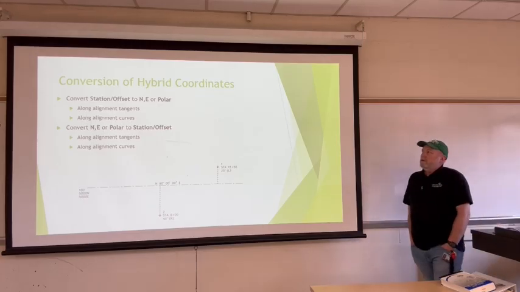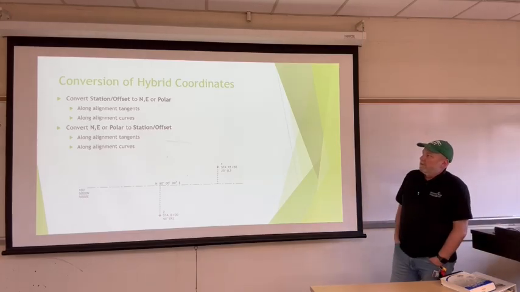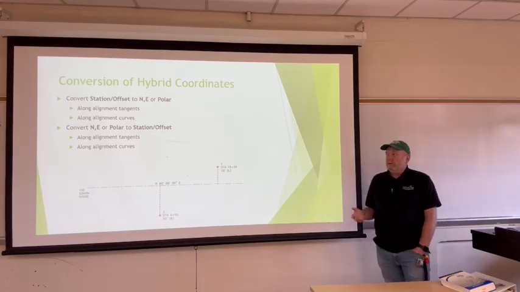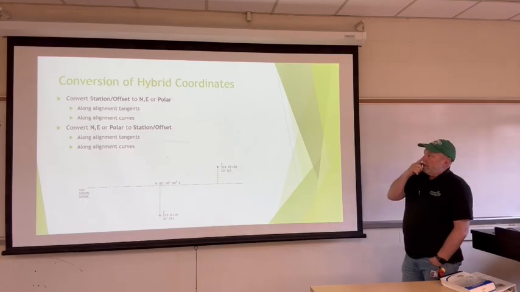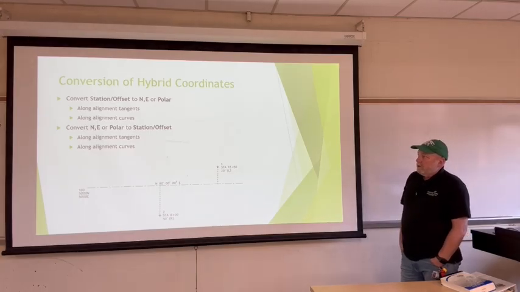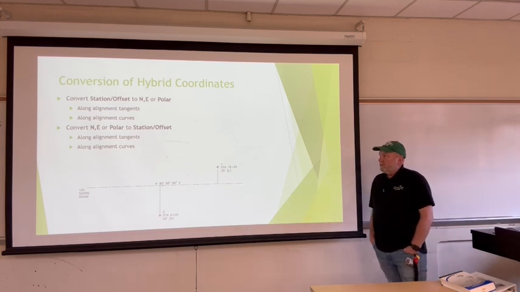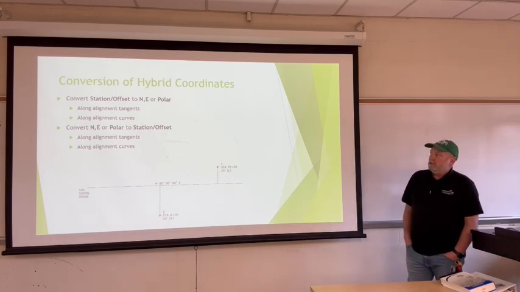So, conversion of hybrid coordinates. We can convert station offsets to northings and eastings or polar coordinates, polar being the angle and distance, along alignment tangents and along alignment curves. We can convert northings and eastings or polar angle distances to stations and offsets along alignment tangents and along alignment curves.